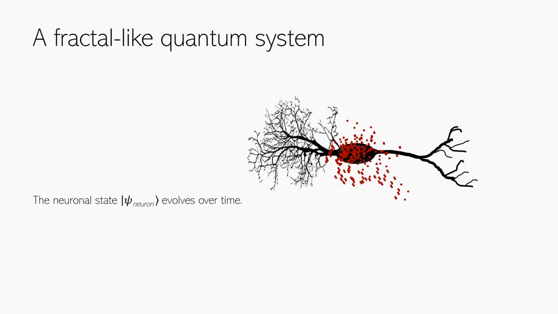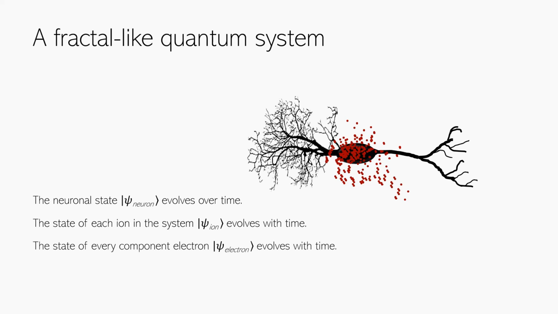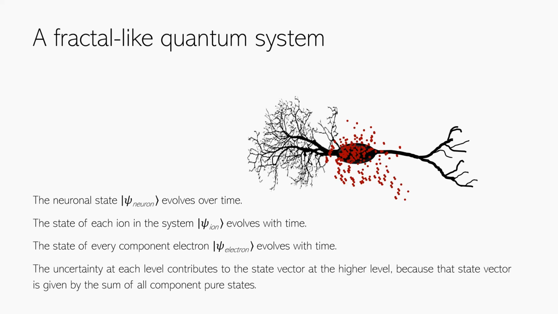The neuronal state evolves over time, with the signaling outcome at time t being a function of the sum of all local ion states. And the state of each ion in the system evolves with time, with some probabilistic location at time t defined in relation to every neuron, either inside the neuron or outside of it. And the ion state is essentially a function of the electrical fields generated by the membrane potentials of all nearby neurons, as well as the position, momentum, and energy state of every component electron. And the position, momentum, and energy state of every component electron in the system evolves with time due to quantum uncertainty. And so the uncertainty at each level contributes to the state vector at the higher level, because that state vector is given by the sum of all component pure states.